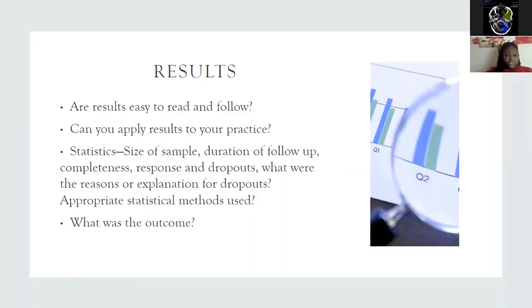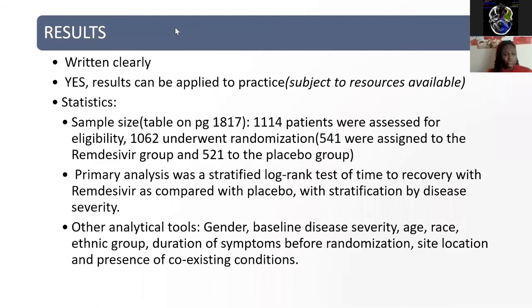The statistics, the sample size, the duration of the follow-up, any dropouts, like any people that dropped out along the way, and did they give reasons for this? Because of course, not everyone who starts a particular trial will complete it. And what was the outcome? So going through the first question, I would say the results were explained in detail. If you read through the paper, they actually explain every step of the way.